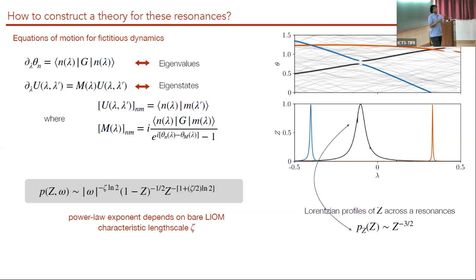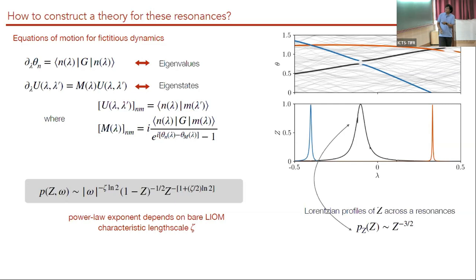So the way we choose a boundary condition is to imagine I'm looking at two levels, which I know will resonate at some point in lambda. But when they're far from a resonance, I know that the Liom description is a good description, and I can use it to compute the matrix elements between the black and the blue levels. That's why this bare Liom characteristic or Liom length scale enters the result.